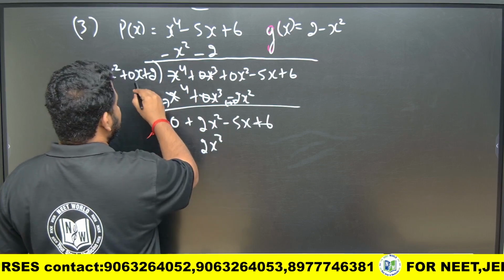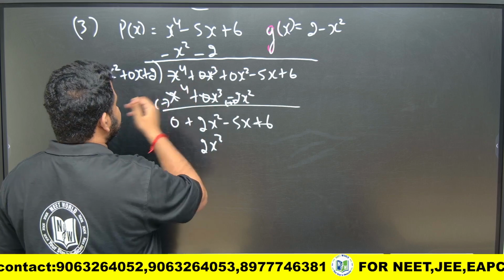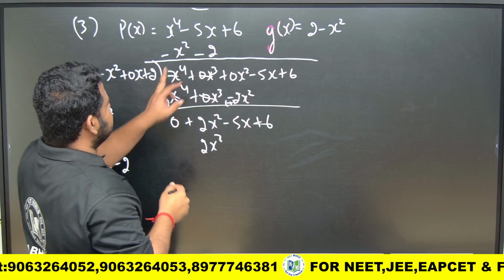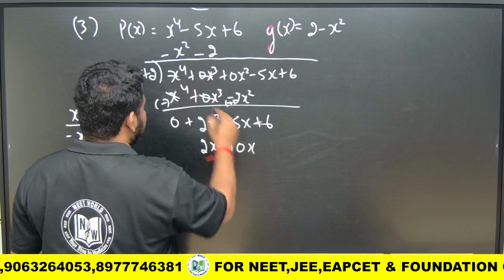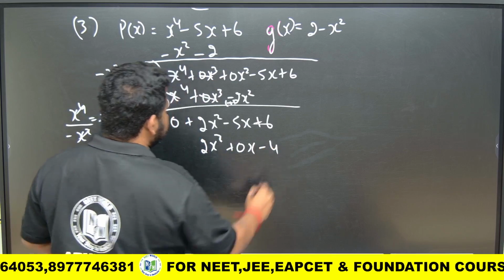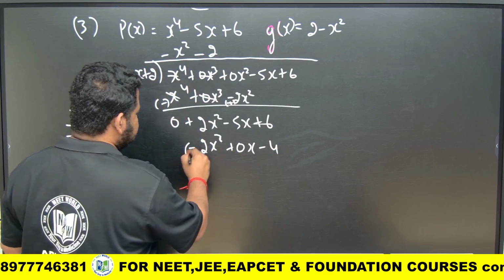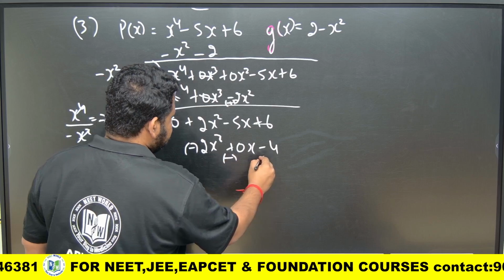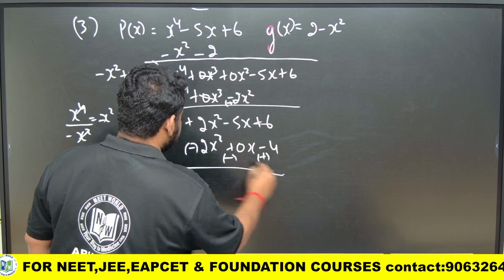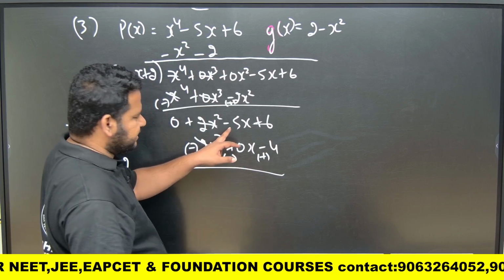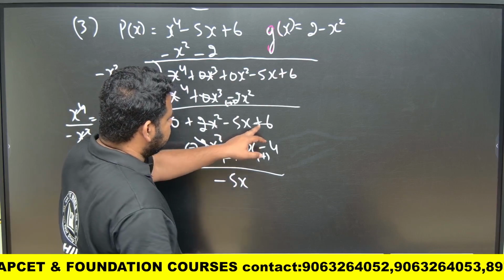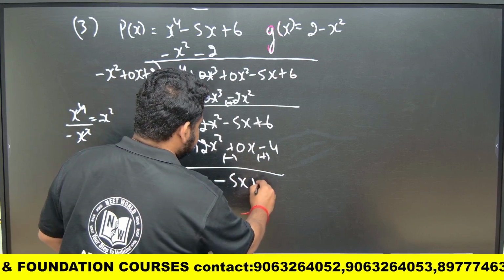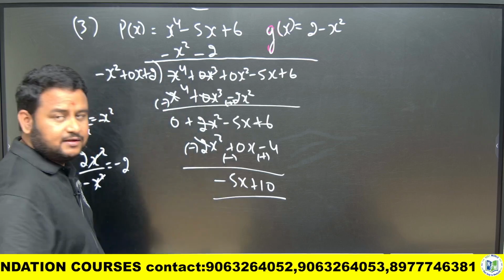Now 0 into x is 0 only, so 0x. Then minus 2 into 2 is minus 4. Now we subtract, so the signs change. This and this cancel. I will have minus 5x here. Plus 6 plus 4 gives minus 5x plus 10. This is what I get as the remainder.